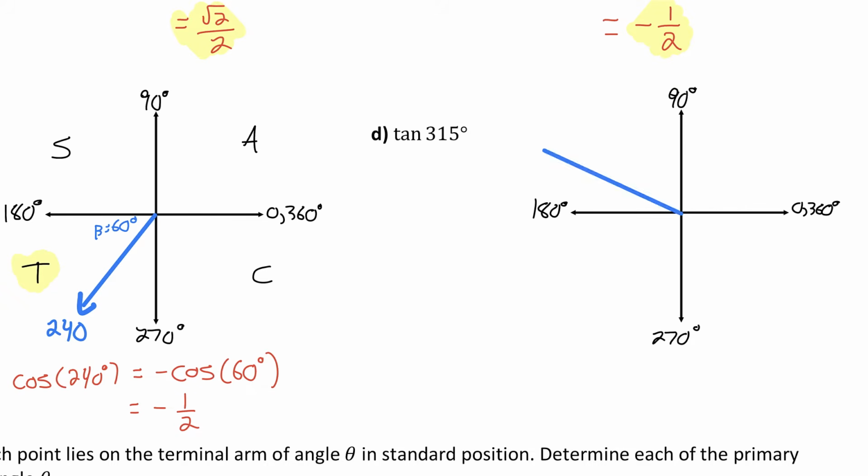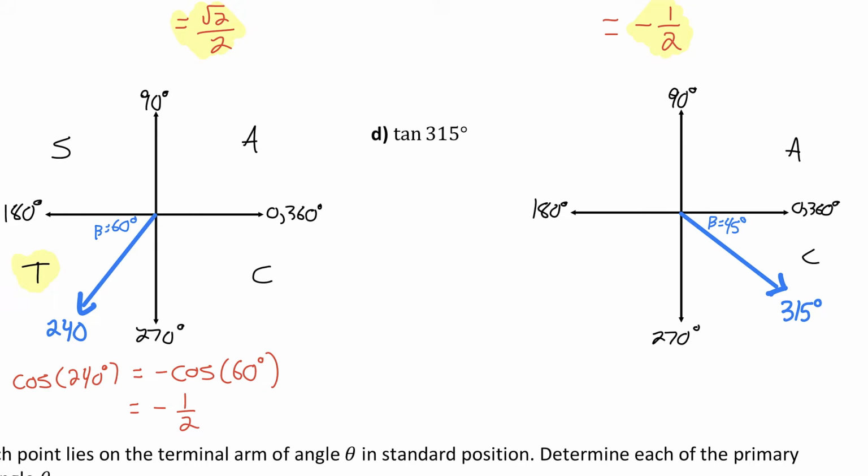Rotating 315 degrees is going to land me right about here. The reference angle is the angle between 315 and 360. The difference between 360 and 315 is 45 degrees. So the reference angle, beta, is 45 degrees.